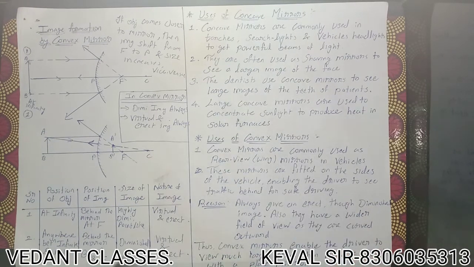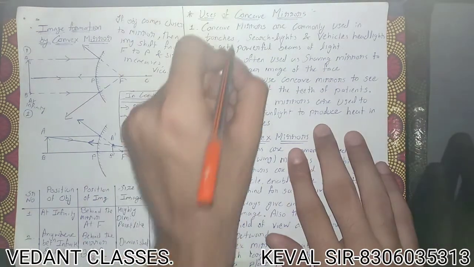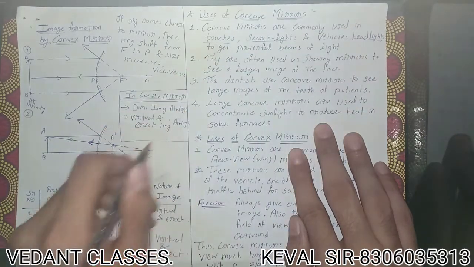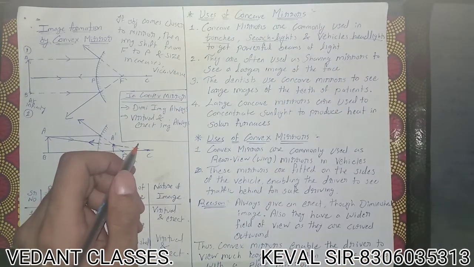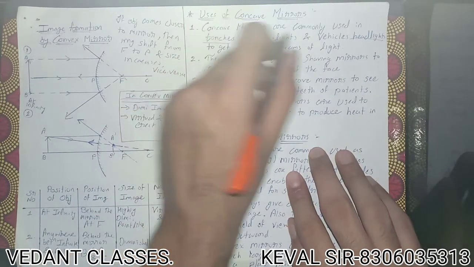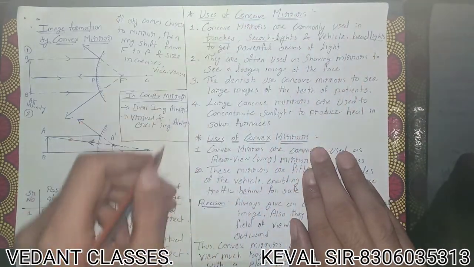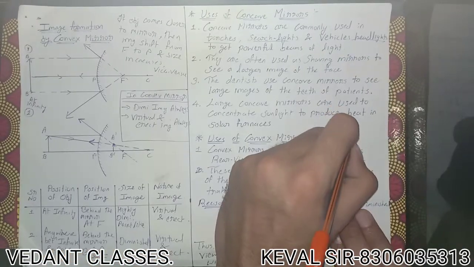Okay, now let's see the uses of concave mirror and convex mirror. These both are very important 2 marks questions. So let's see the first one, the uses of concave mirror. It is commonly used in torches, searchlights and headlights of vehicles to get a powerful beam of light. It is just because in these torches the bulb is placed at the focus of the concave mirror.